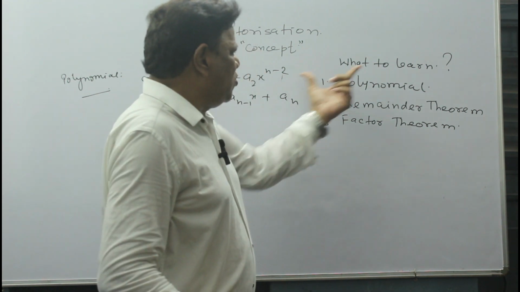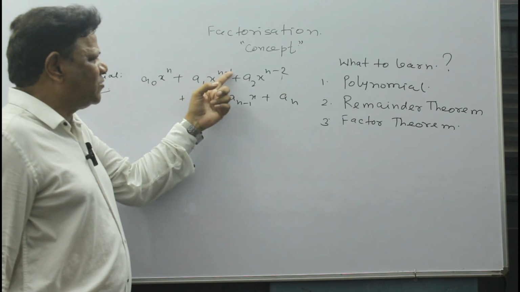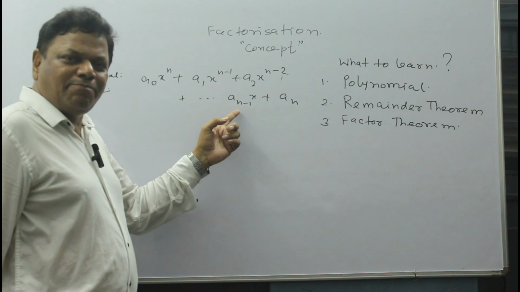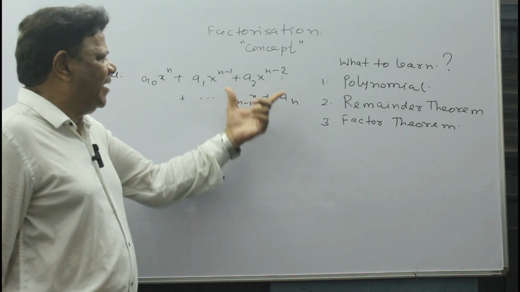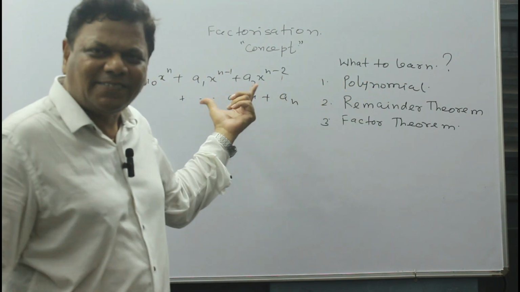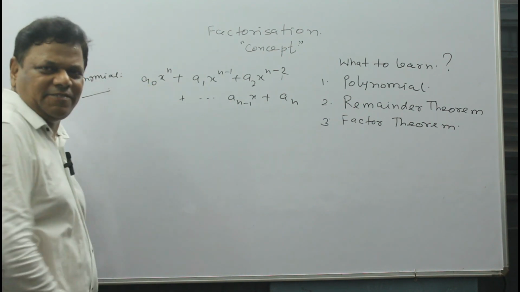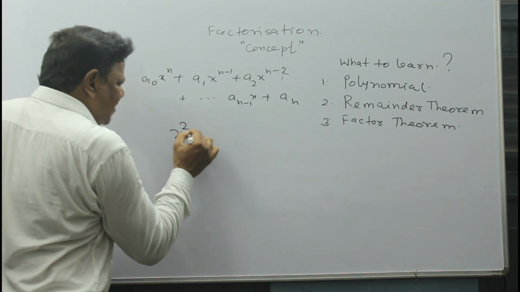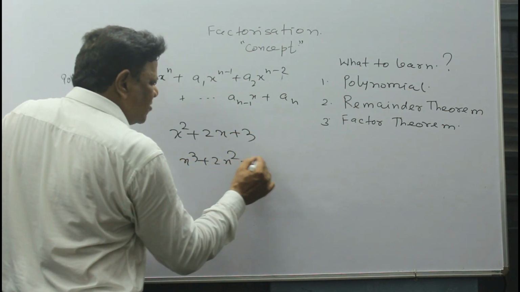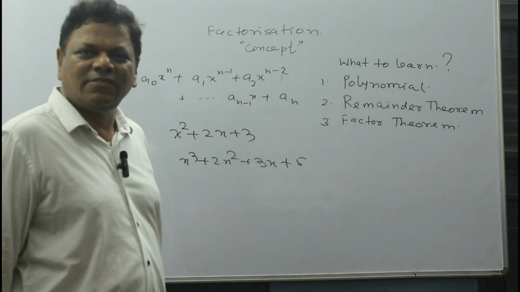Okay children, now what is a polynomial? See here, a0 x power n plus a1 x power n minus 1 plus a2 x power n minus 2, up to a(n minus 1) x plus an. This here is given, this is a polynomial. We are not clear so much about this, but I will make you understand. This is x and this is a0, this is constant. If I write in an easy manner, x square plus 2x plus 3, or x cube plus 2x square plus 3x plus 5, to easily understand. This is the polynomial.